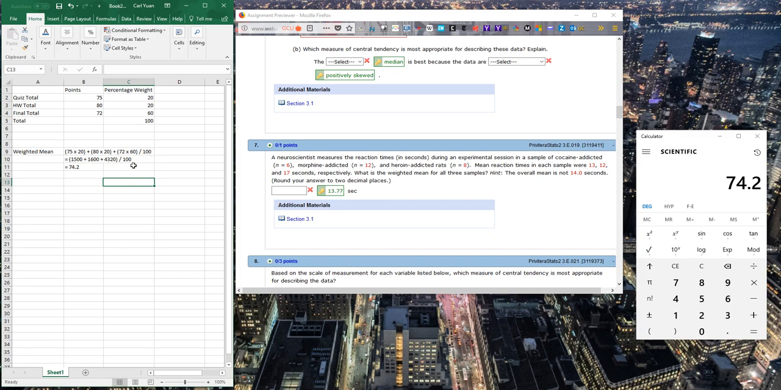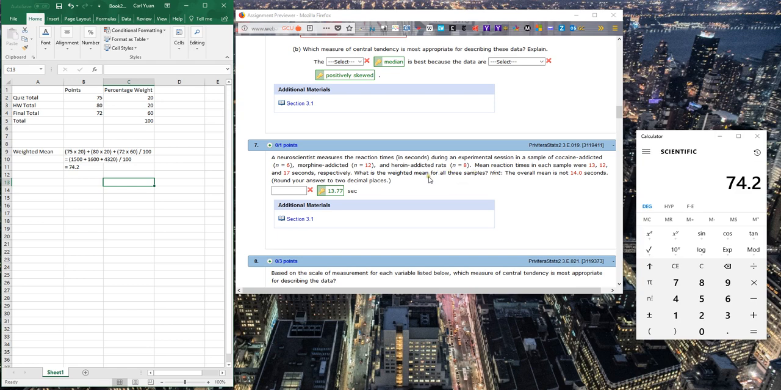So the math part is simple, you just multiply each number: 1500 plus 1600 plus 4320 for the last one, and then you divide the total by 100, and you get 74.2, and that would be the weighted mean for these numbers. So you can use the same kind of method.